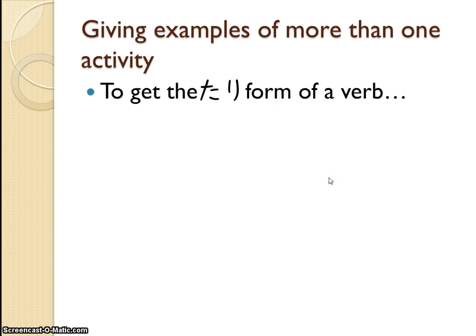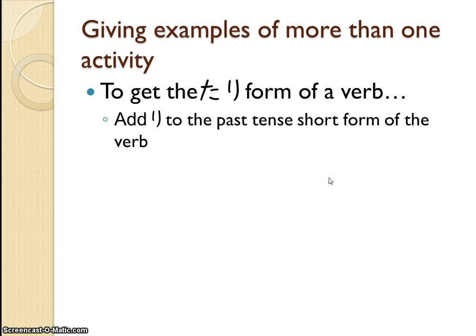Okay, so to get the tari form of a verb, it's kind of easy. You might have figured it out because I did mention it. You add ri to the past tense short form of the verb. Okay. So what you would do is, oyogu would be the short form.